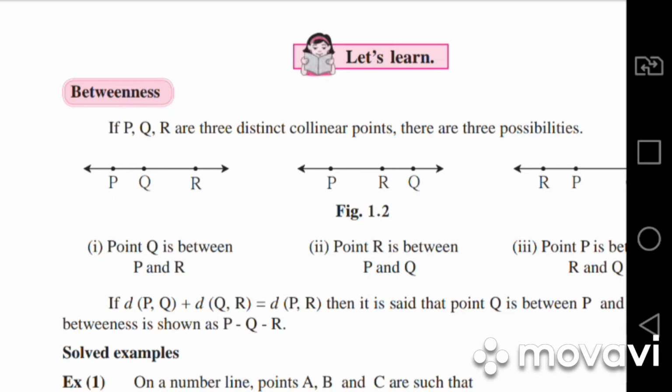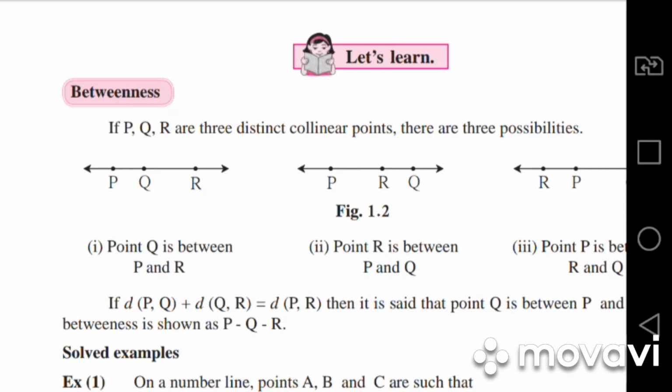If you are given a number line with points A, B and C such that distance AB is equal to 5, distance BC is equal to 11 and distance AC is equal to 6, we have to find which point lies between the other two. Now consider 3 points A, B and C. We have to decide which point lies between each of them. That is, whether B lies between A or C, or A lies between B and C, or C lies between A and B.